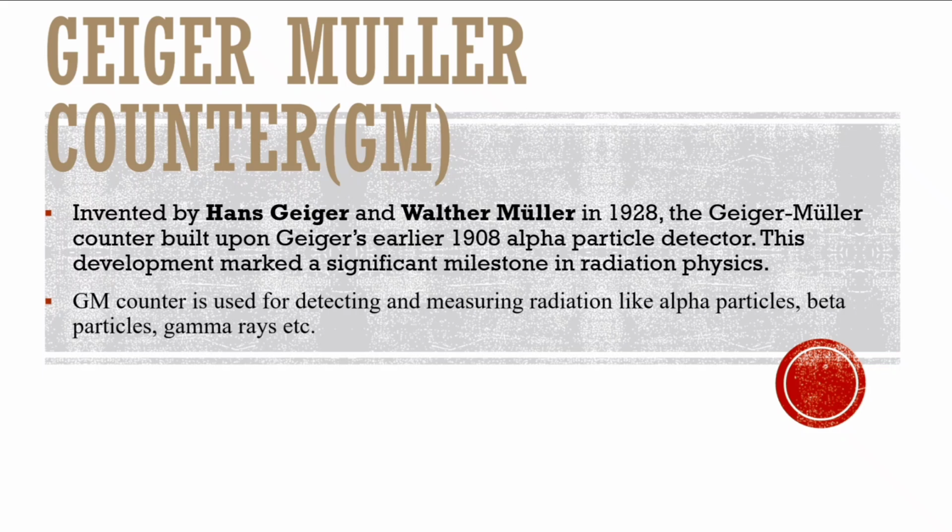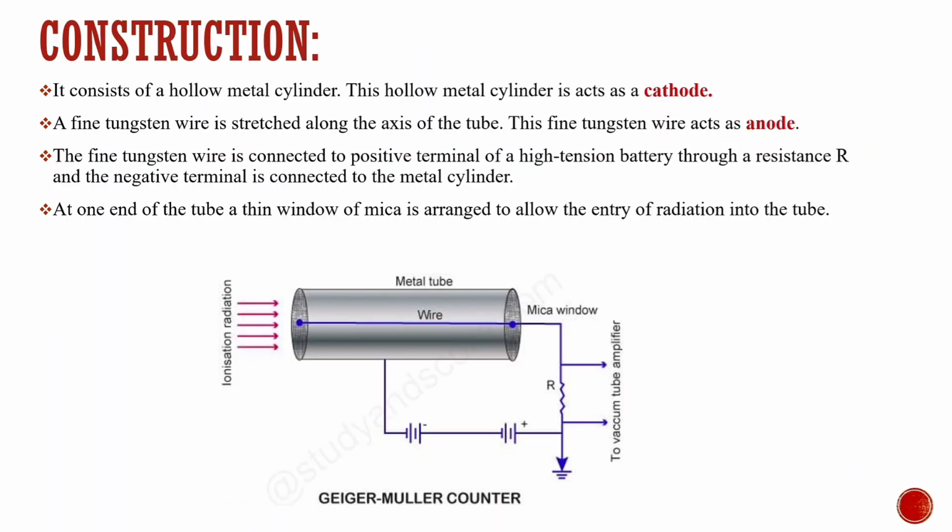Now let's see the construction of the GM counter. It consists of a hollow metal cylinder. This hollow metal cylinder acts as a cathode. A fine tungsten wire is stretched along the axis of the tube. The fine tungsten wire acts as the anode. The fine tungsten wire is connected to the positive terminal of a high tension battery through a resistor R, and the negative terminal is connected to the metal cylinder. At one end of the tube, a thin window of mica is arranged to allow the entry of the radiations into the tube. You can see in the figure.